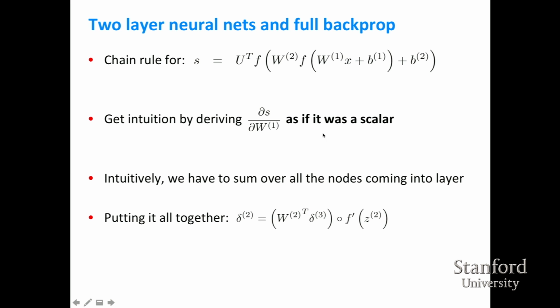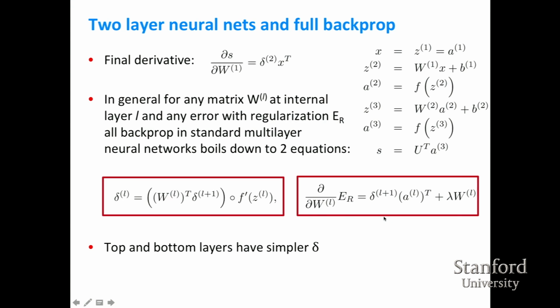That will help you gain some intuition, and then you'll observe in the end that the final delta 2 is essentially similar to what we had derived in a very detailed way, which is W2 transpose times delta 3, and then Hadamard product times f prime of Z2, which is that layer here. And this is basically it. If you understand these two equations and you feel like you can derive them now, then you will know all the updates for all standard multi-layer neural networks.